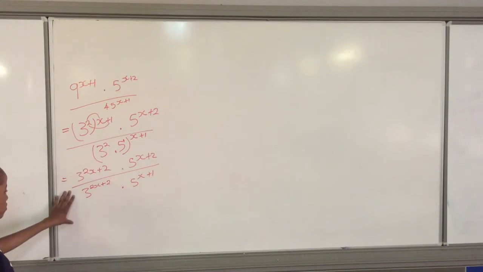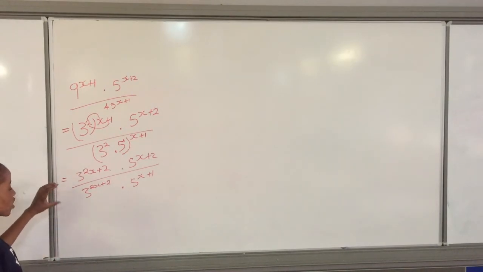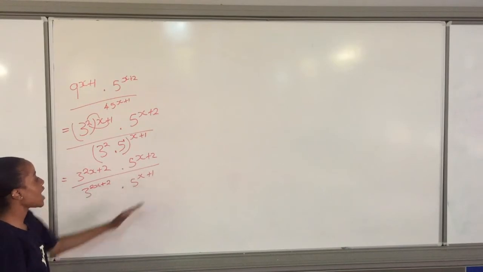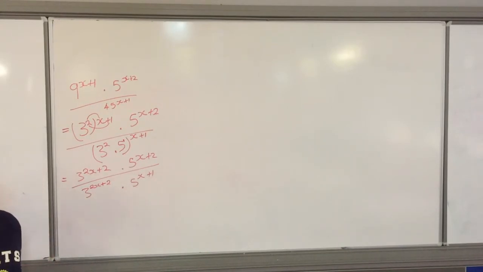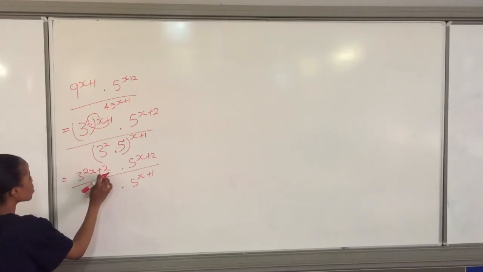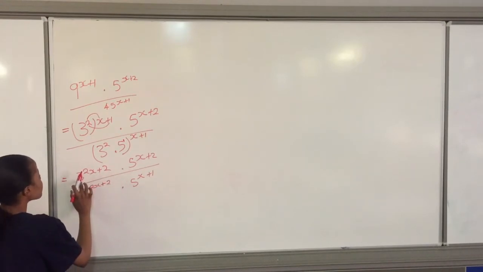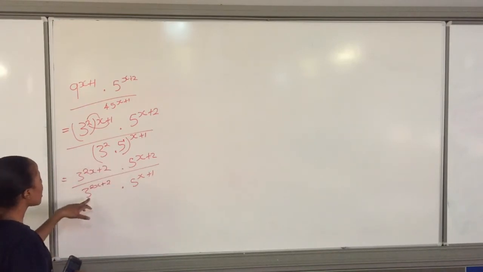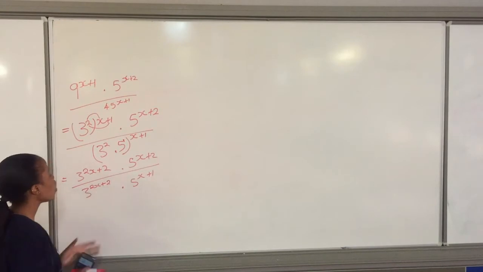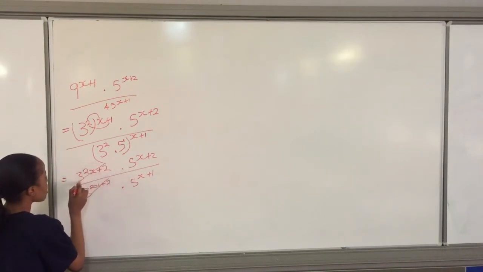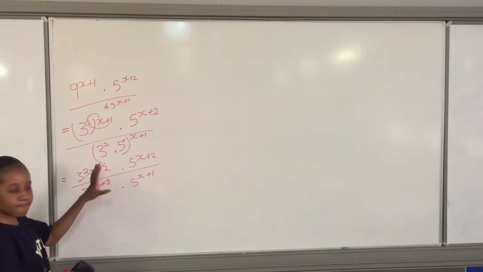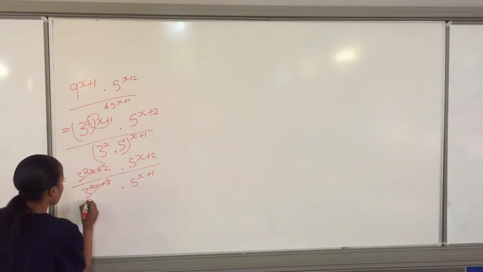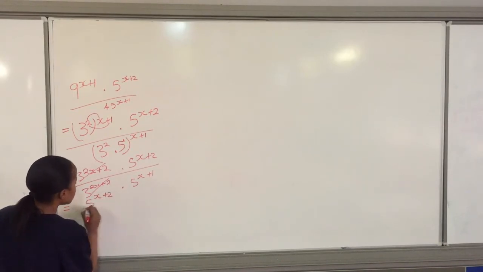So here, firstly you have to look if they are like terms, the ones that can cancel each other out, which is 3 to the power 2x plus 2. Even under the division side, we have 3 to the power 2x plus 2, which can cancel themselves out. Then in our expression, we'll be left with 5 to the power x plus 2 divided by 5 to the power x plus 1.